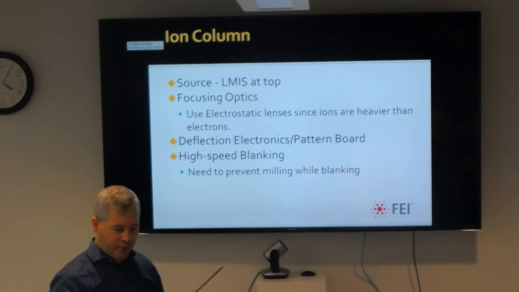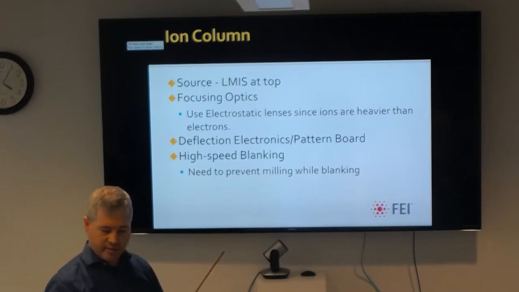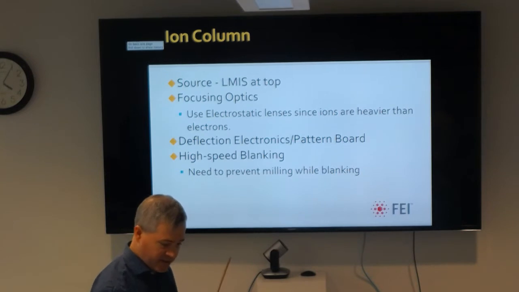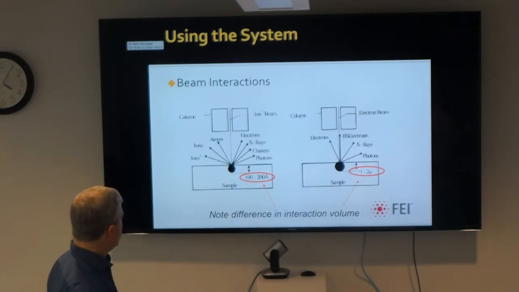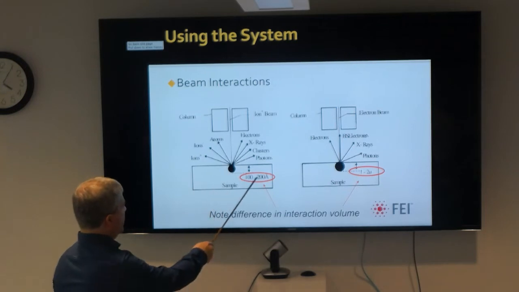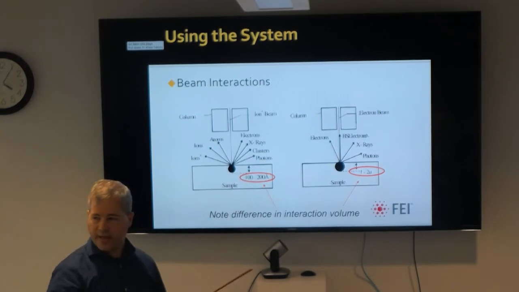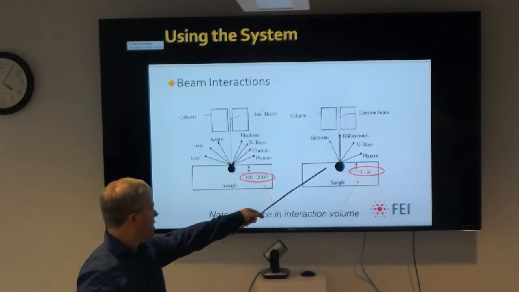What you can do with the ions is they interact much more strongly than electrons with the sample, because they're gallium ions, not just electrons. They have more mass, and they hit the sample a lot harder. With the ion beam, when it hits the sample, it doesn't penetrate nearly as much. The penetration depth is only on the order of a few hundred angstroms versus microns for an electron beam.